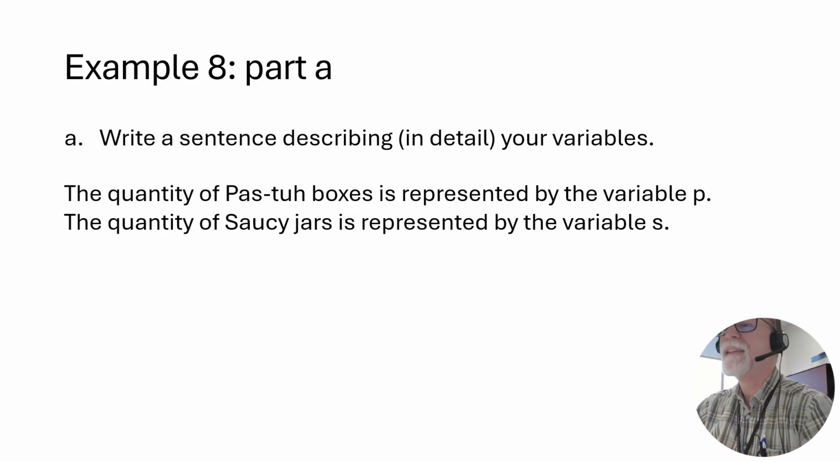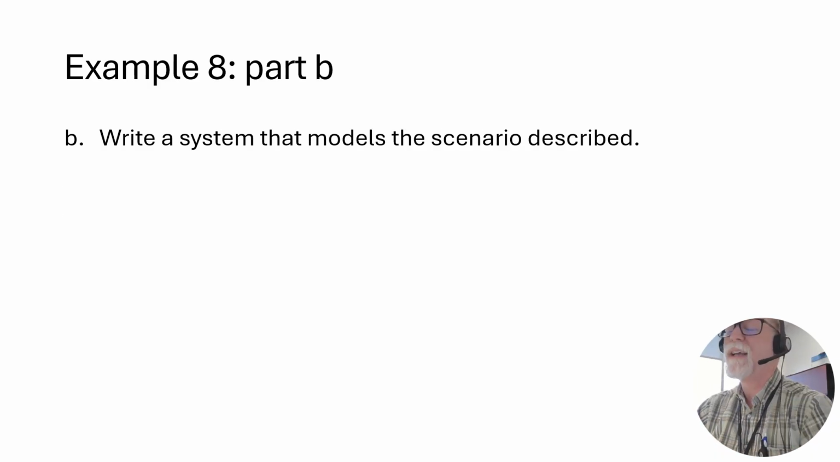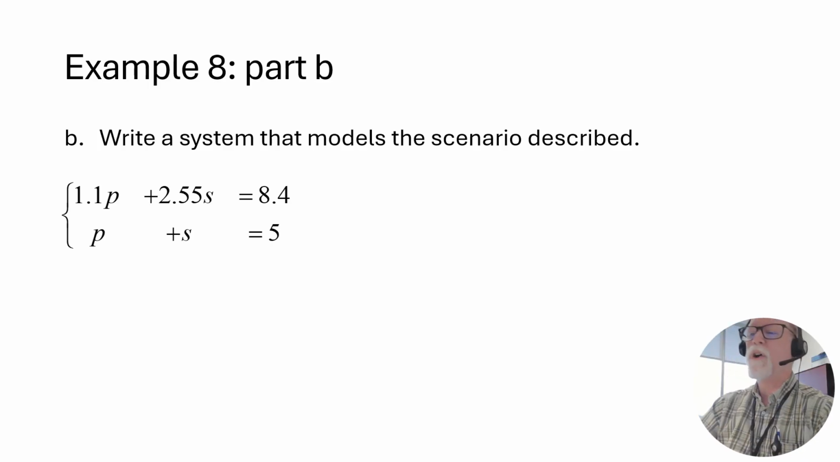All righty. Okay, and so let's take those variables and write a system. So we had a total of 5. So P plus S is 5. And then we had a price of the individuals and a total price. And that's the other equation that you see there. And now we're going to solve this.